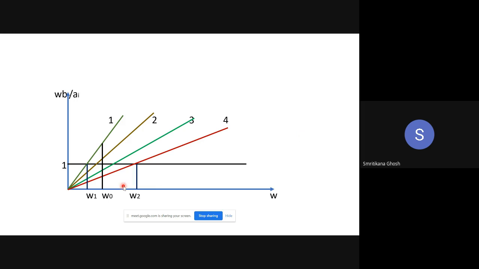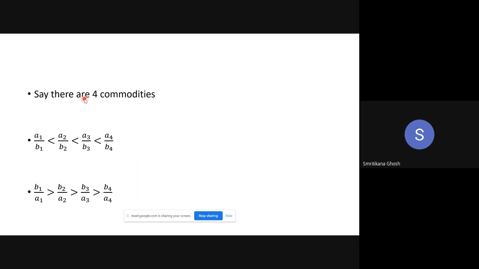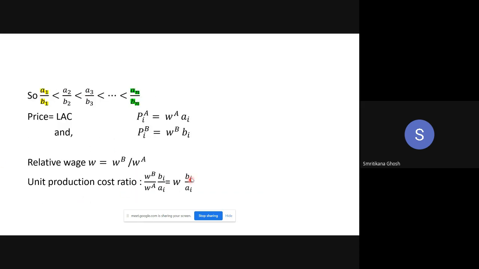Anyway, now look here. We just assume a line which is parallel to the horizontal axis. The value is 1. What is the significance of 1? 1 means W into Bi by Ai is equal to 1. So what is W into Bi by Ai? W into Bi by Ai is the unit production cost ratio, and that is equal to 1.